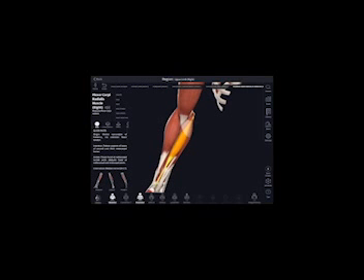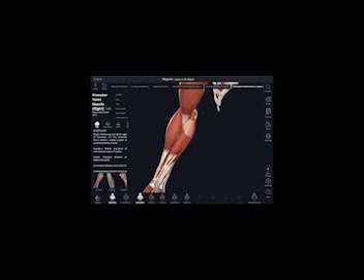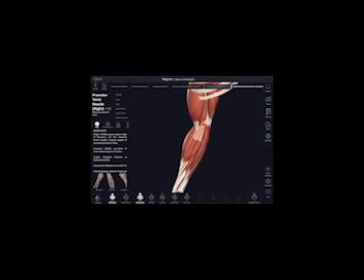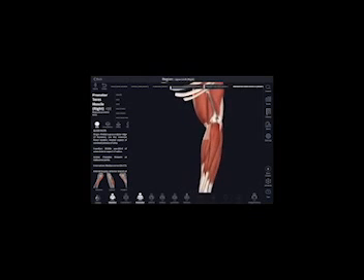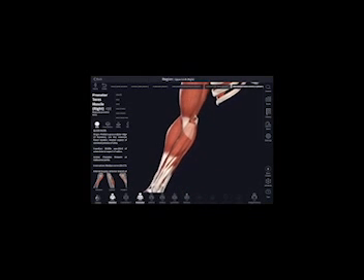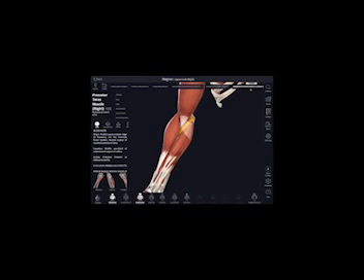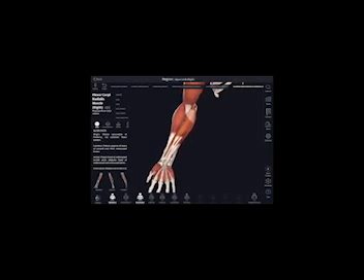Right after the pronator teres, or before actually, these 4 muscles that I mentioned all originate from the medial epicondyle. If I rotate right here, you can appreciate how these 4 muscles originate from the same common origin. So moving on after the pronator teres, what we have is the flexor carpi radialis.